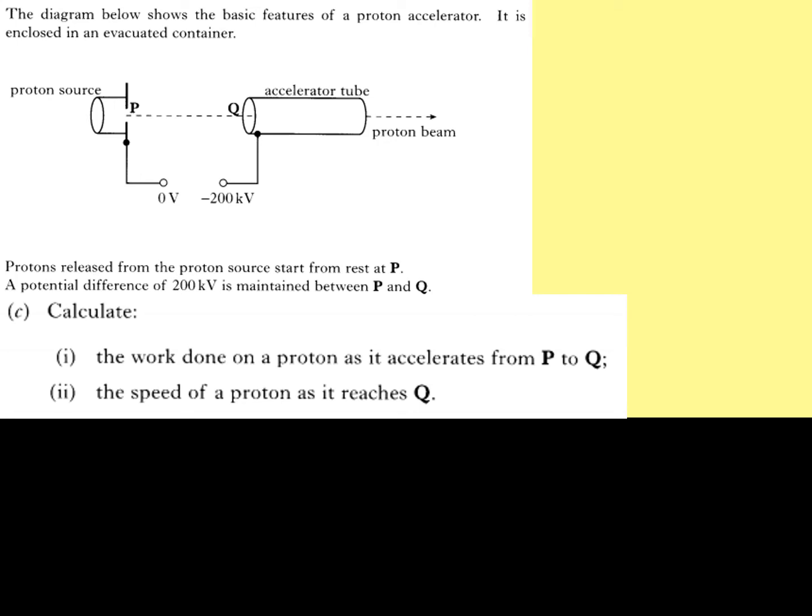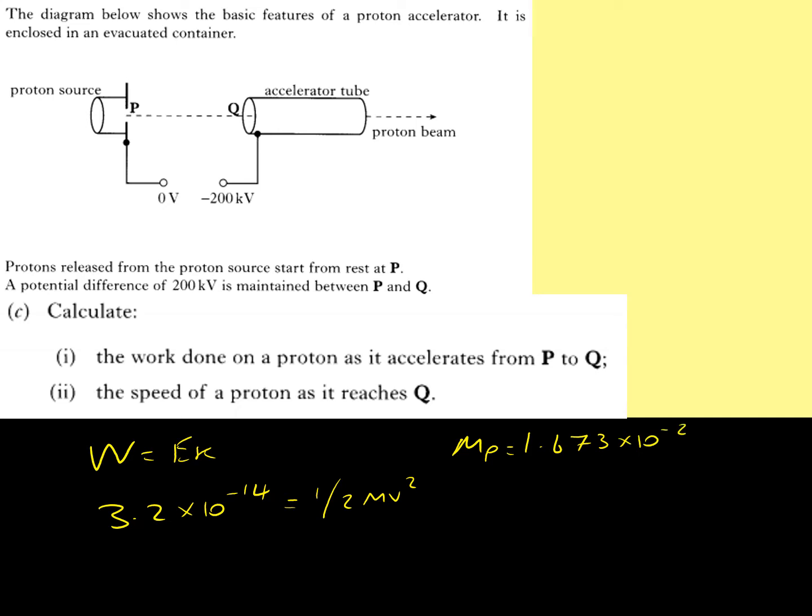Well, we know that the work done is equal to the kinetic energy. So we calculated before that the work done was 3.2 times 10 to the negative 14 joules, and that's equal to 1/2 mv squared. In order for us to be able to do this question, we need to find the mass of a proton, and the mass of a proton is found on the datasheet as 1.673 times 10 to the negative 27 kilograms.